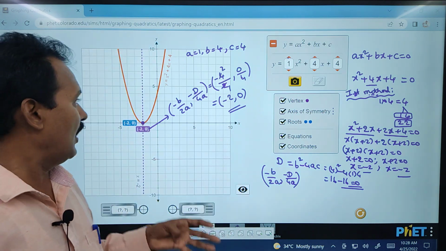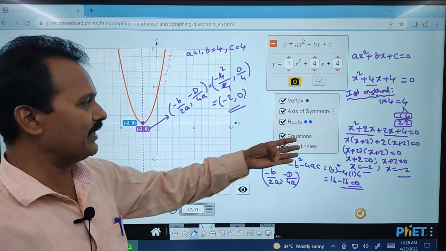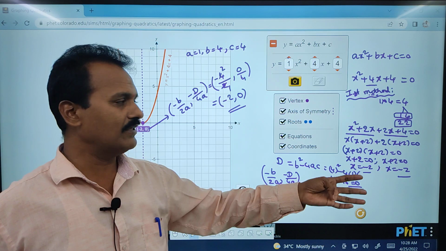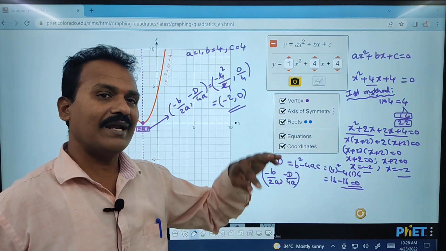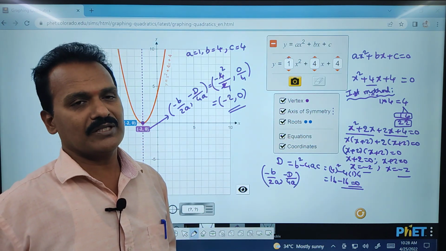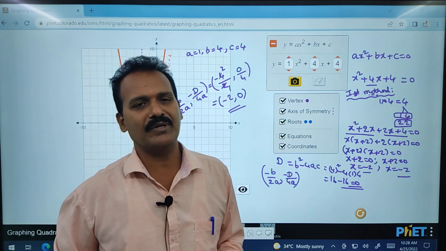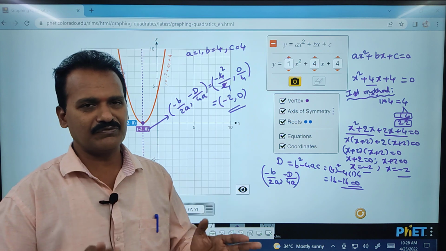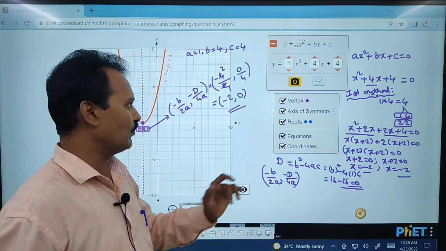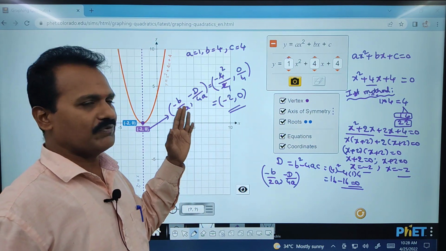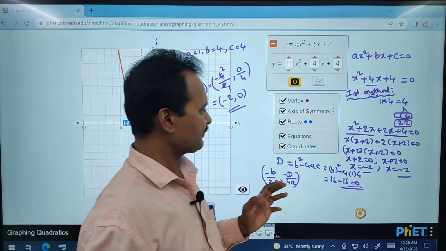And the second one, how can you find the roots? Roots means you can use different methods. One is the factorization method and another one is the direct formula, x equal to minus b plus or minus square root of b square minus 4ac by 2a. By using that formula also we can find out the roots. And the vertex for this one, this is the formula.